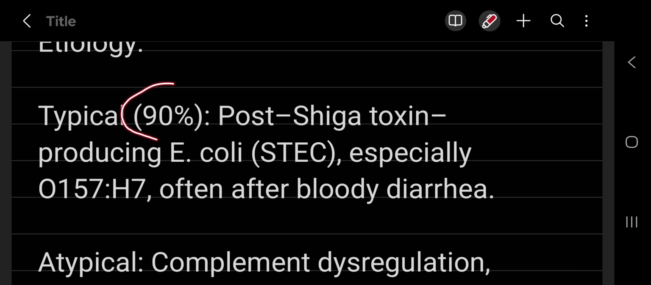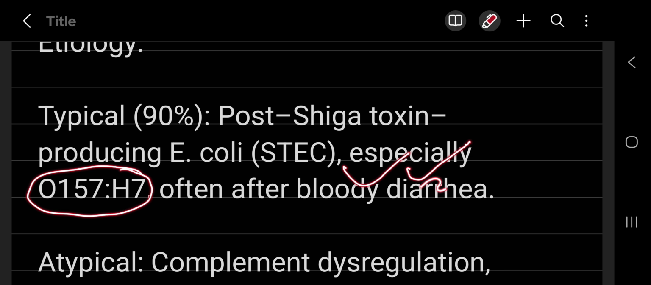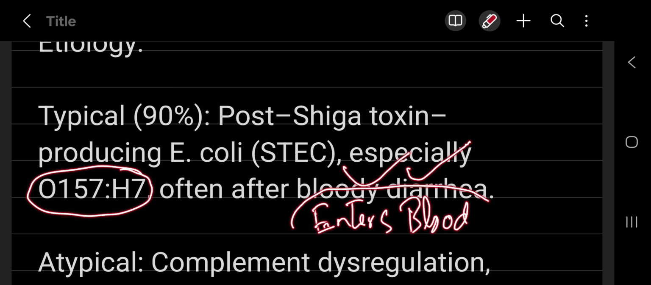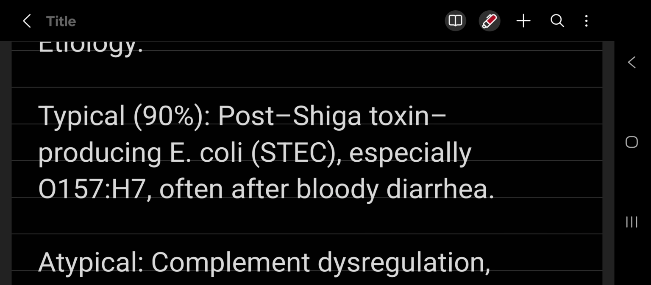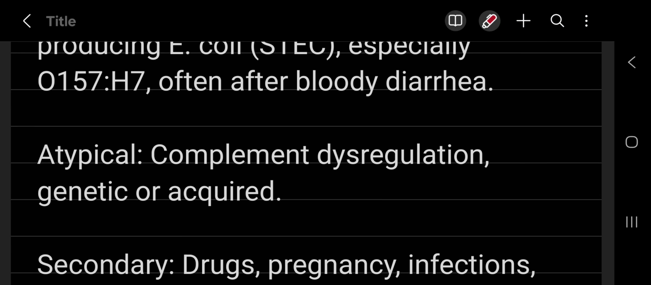The most common cause is post-Shiga toxin producing E. coli, that is E. coli O157H7, leading to bloody diarrhea. And when this toxin enters blood, then it causes endothelial damage, and therefore there is activation of the thrombi formation in the blood.